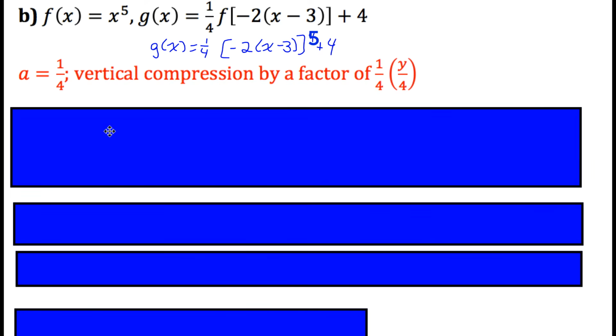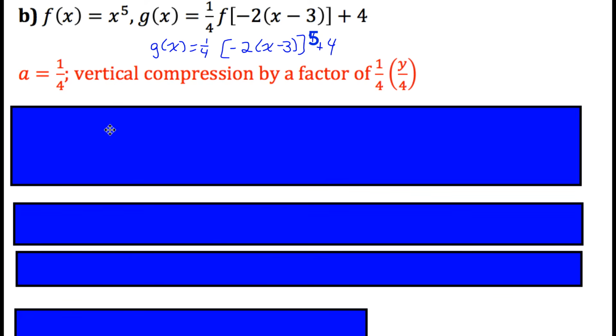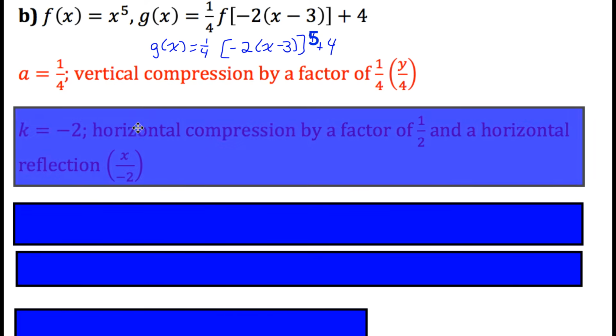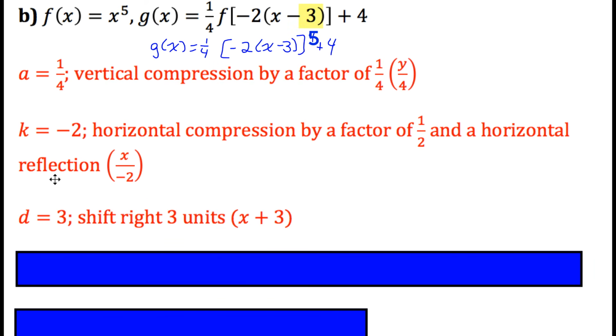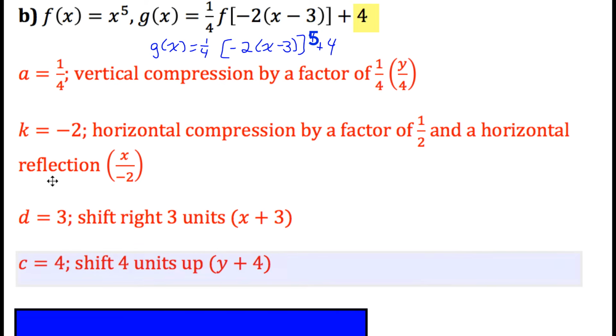The k value of -2, since it's less than -1, is going to do a horizontal compression by a factor of 1 over the absolute value of k, so by a factor of 1/2. And then the negative is what does a horizontal reflection. So what happens is we have to multiply the x's by -1/2, or divide them by -2, same thing. The d value is 3, that's going to shift it right 3, so we'd add 3 to the x's, and the c value is 4, that means shift it up 4, which means add 4 to the y's.